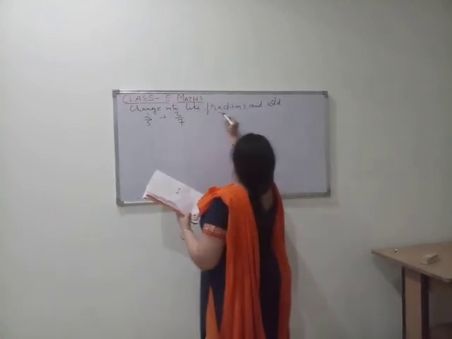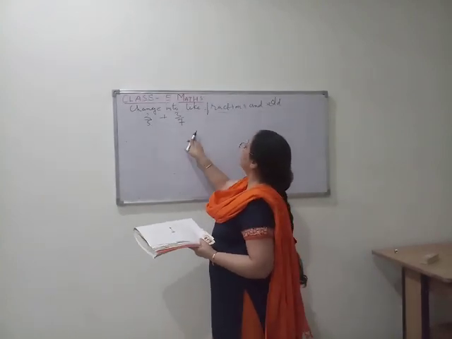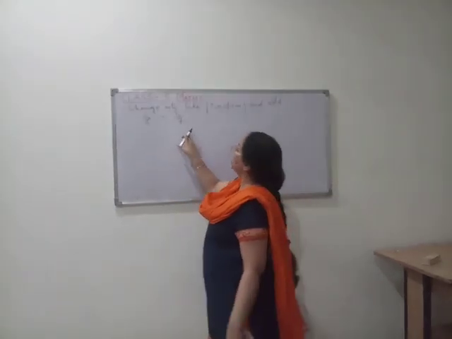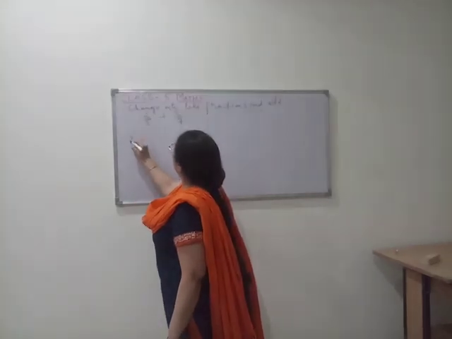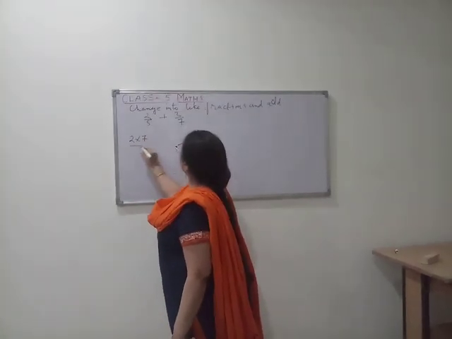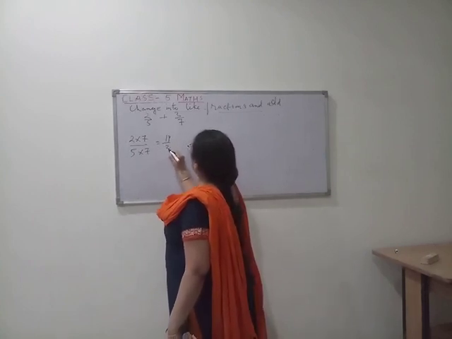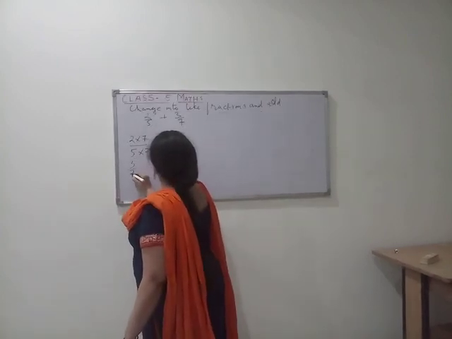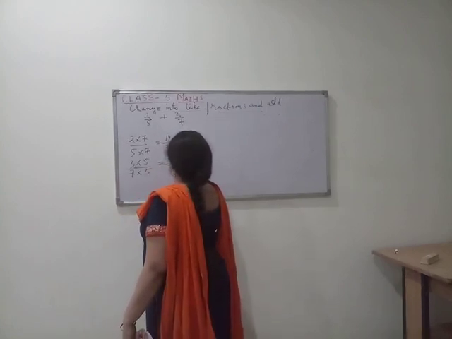This is your next question. Now we have different denominators here. First we have to make it a like fraction by multiplying with such a number that both the denominators become the same. Like here, 2 into 7 and 5 into 7, you will get 14 upon 35. And the next one is 3 upon 7, into 5 upon 5. Here you will get 15 upon 35.